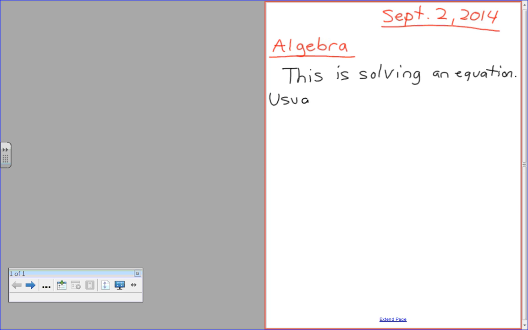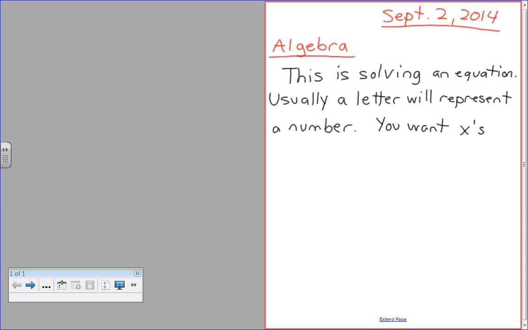Usually a letter will represent a number. I'm going to say you want the x's on one side and everything else on the other, and I'm going to stop my note here soon. And do the opposite.